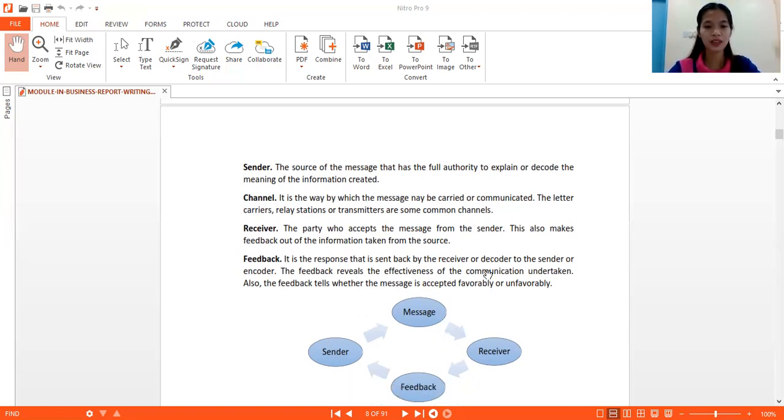Next element is the feedback, the response of the receiver to the sender. The sender could also give a response or a feedback to the receiver. Take note po that it is vice versa. A communication process is a give and take process.